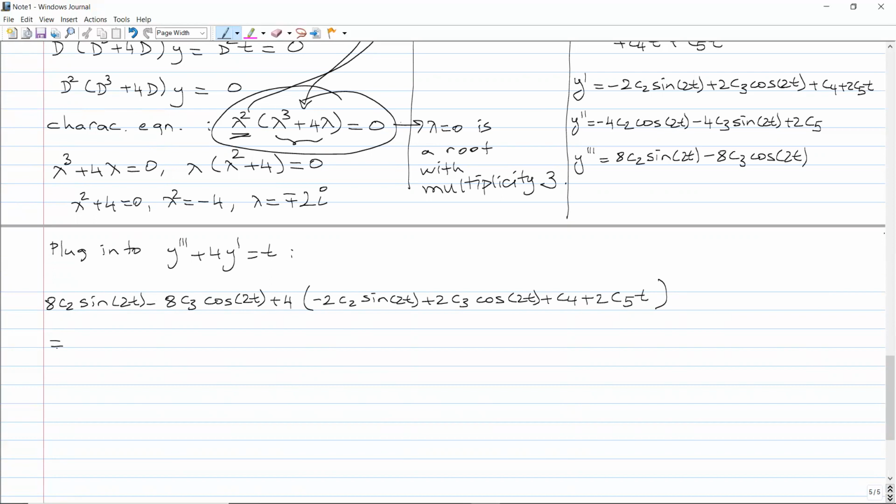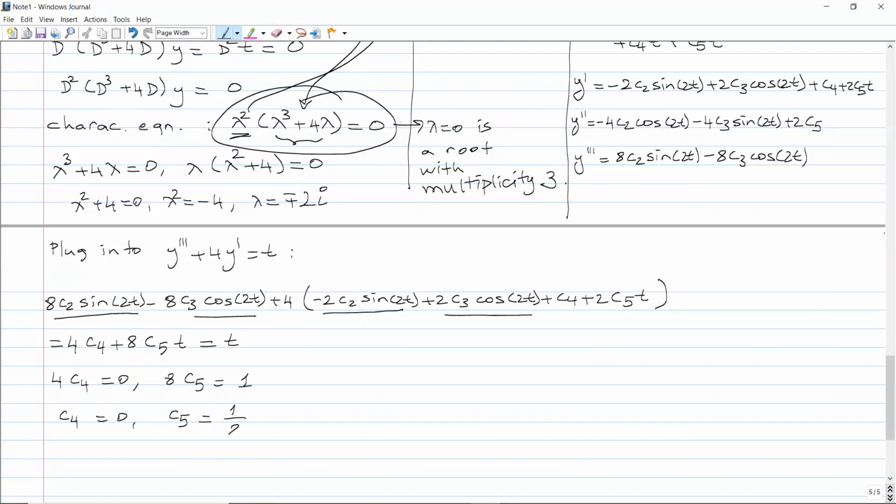So when you simplify, 8c2 sine 2t minus 8c2 sine 2t cancels out, minus 8c3 cosine 2t plus 8c3 cosine 2t cancels out, which is to be expected because those functions are solutions of the homogeneous equation. So when you plug it into the equation, we obtain 0. Then we are left with 4c4 plus 8c5t, and it should be equal to t. That means the constant 4c4 should be 0 and 8c5 should be 1. So the constant c4 is 0 and the constant c5 is 1 over 8.